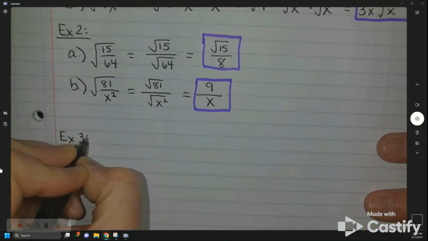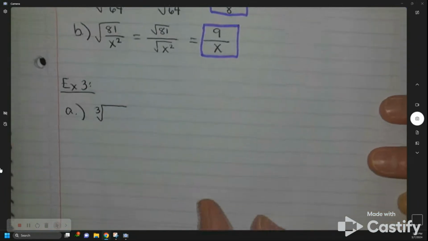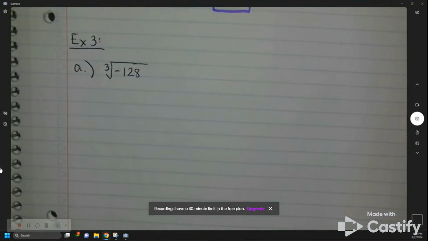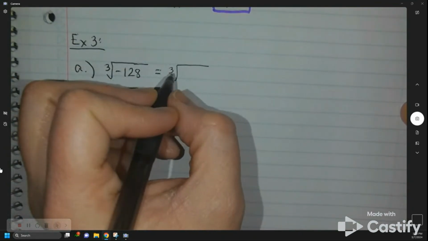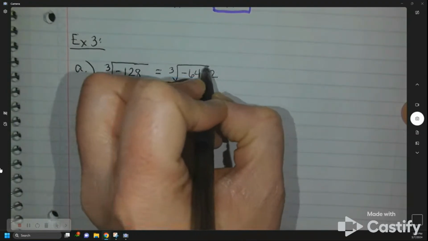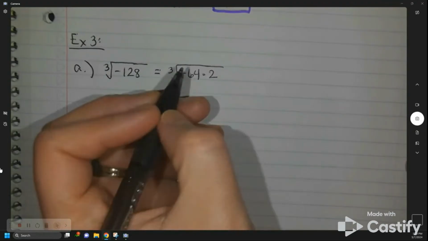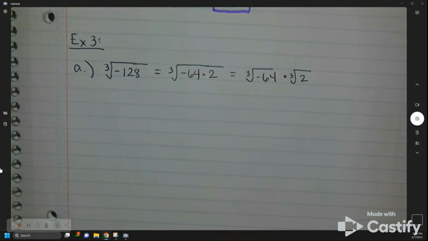All right, so example 3, letter A, we've got the cubed root, that little 3 floating right there, that's what stands for cubed root, of negative 128. So for this one, the first factor I might try is 2. Well, if I did 128 divided by 2, I would get 64. Well, 64 is a perfect cube, so I'm going to use that when I'm simplifying this one. So we've got the cubed root of negative 64 times 2. When we simplify this a little bit further, we know that we have the cubed root of negative 64 times the cubed root of 2.